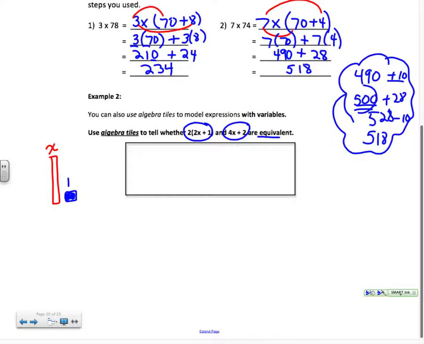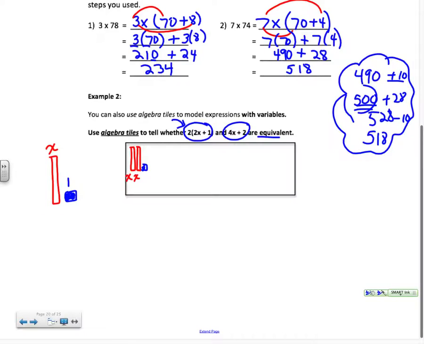Well, let's take a look at 2 times 2x plus 1. This 2 means I have two groups of 2x plus 1. So I'm going to show you what 2x's look like. 2x's look like this. Here's 1x. There's 2x's because I said that's my model of an x variable. Then I have plus 1, and that 1 is simply an integer. So that's what that looks like.